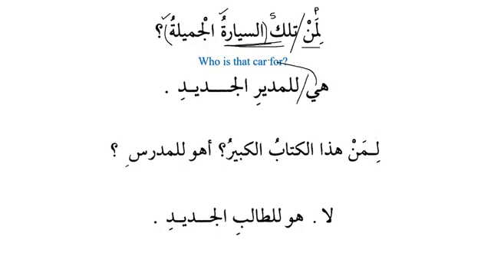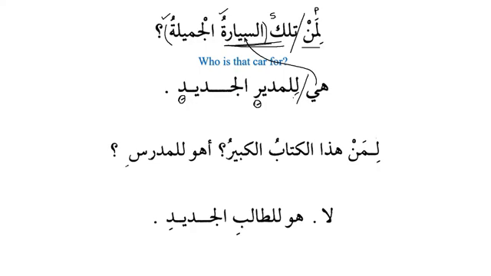Why do we have "hiya" here? Because it is used for the car, and we know that car is feminine. That's why the dhamir, or the pronoun that we have to use, is also feminine. And then we have lil mudiri al-jadidi. It belongs to the new manager. Now, why are al-mudiri al-jadidi majroor? They are majroor because of harf jar li.